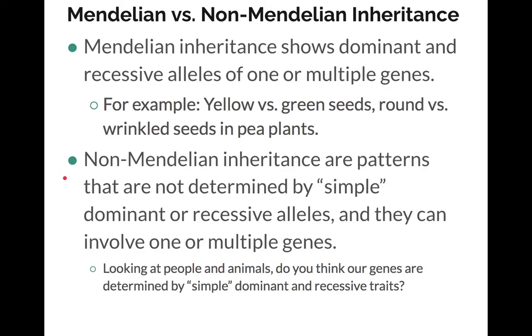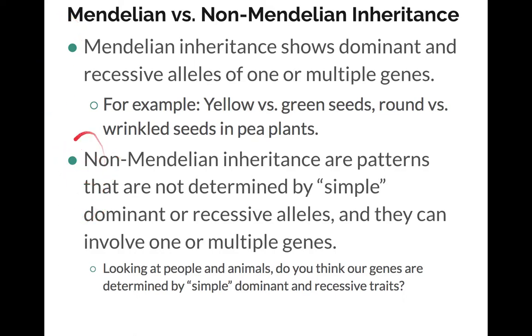Non-Mendelian inheritance, what we're going to discuss today, are patterns that are not determined by simple, dominant, or recessive alleles, and they can involve one or multiple genes. So when you look at people and animals, think to yourself, do you think our genes are determined by simple, dominant, and recessive traits? If you thought, well, no, probably not, you're correct. Most of our genes are not just simple, dominant, recessive, okay?